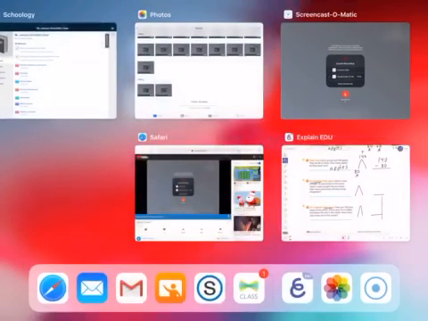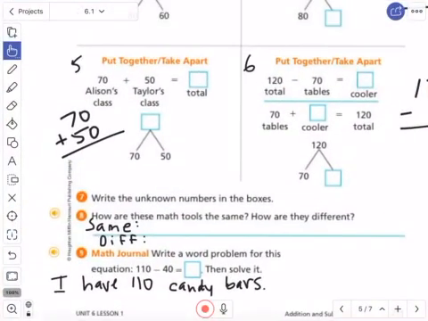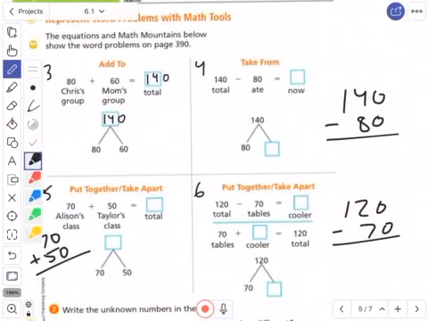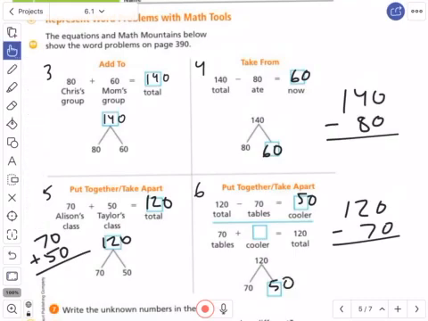Okay, we're back here. Going to start with the top part, filling in those unknown boxes. Okay, well, I know that 140 minus 80 is 60. So I got those ones in. I know that 70 plus 50 is 120, so I put 120 for my total there. And 120 minus 70 is 50. So I'm going to make sure then to get 50 in that box right there. Okay, so just stop, pause, quick, make sure you have the correct answers for those.